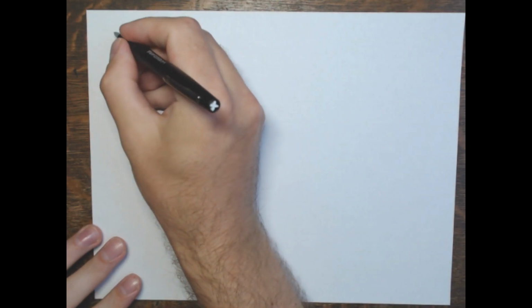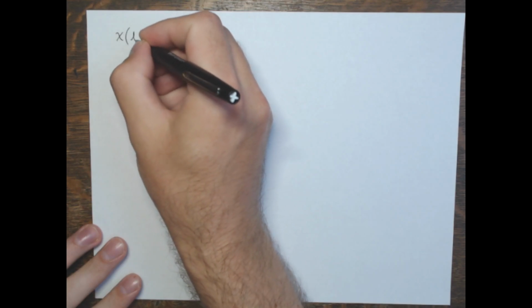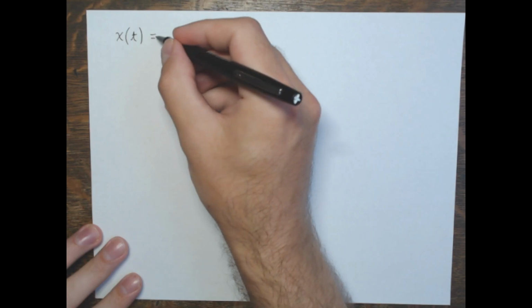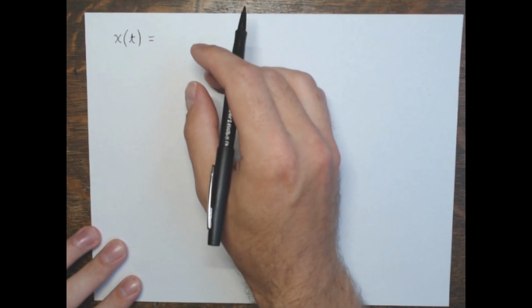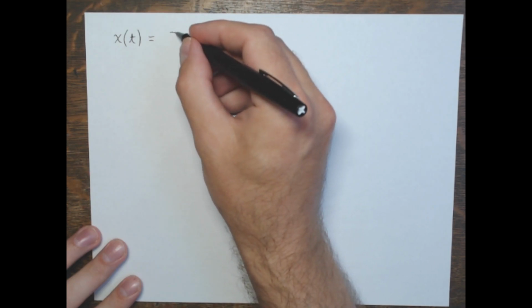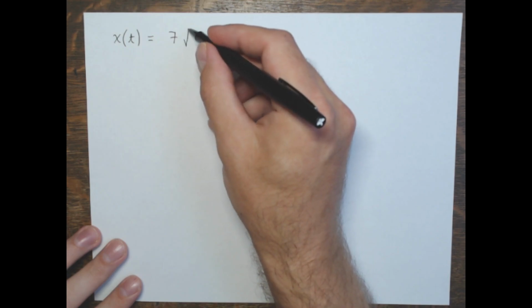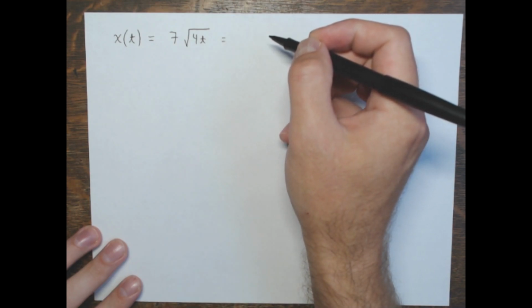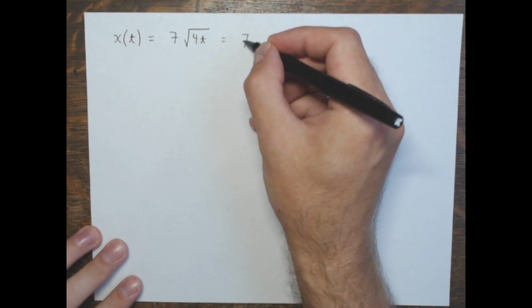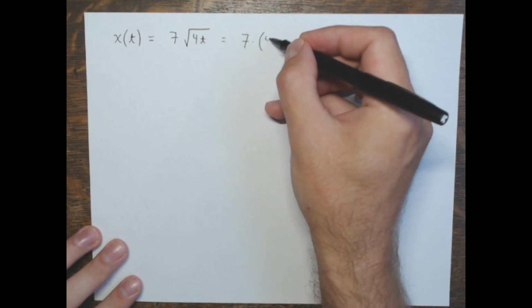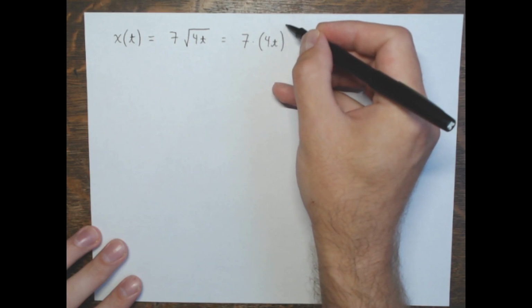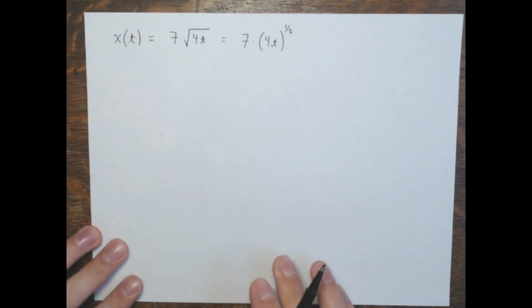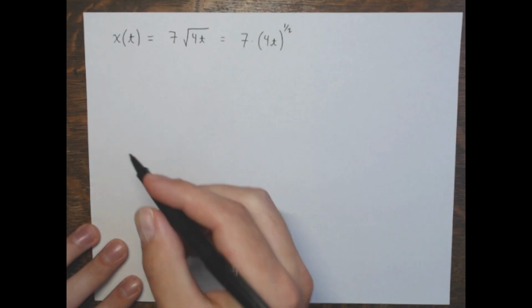All right, so I'm going to go with some paper here, work this out. So the equations for the curve, the x-coordinate depended on this parameter called t, and x of t was given as 7 times the square root of 4t, which for derivative purposes, I'm going to write as 7 times 4t to the 1/2 power. Remember, that was the square root, to the 1/2 power.